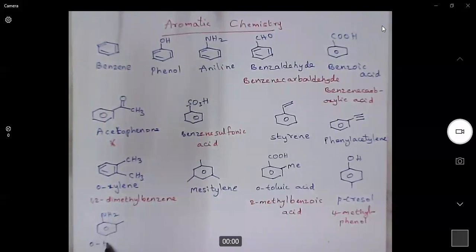It is called orthotoluidine. Its common name is orthotoluidine.